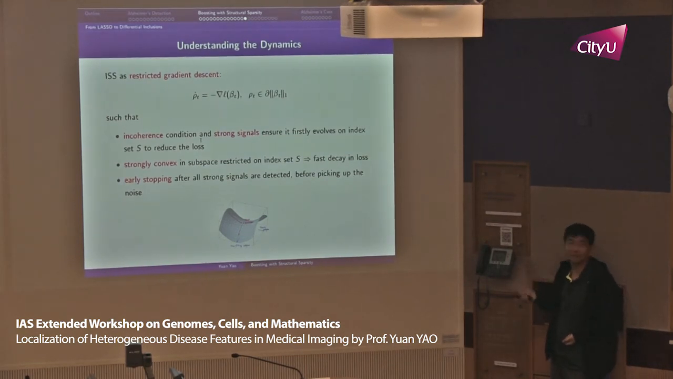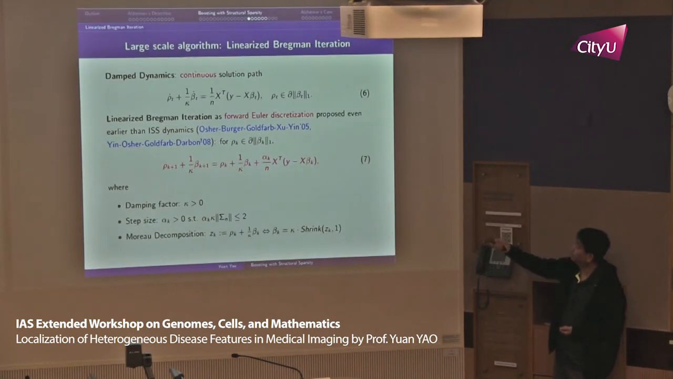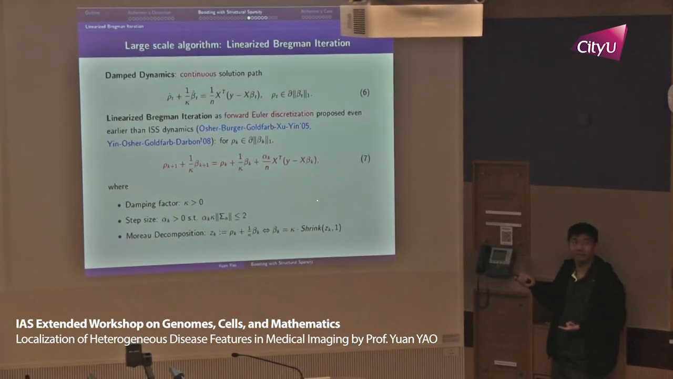So this is the message behind this dynamical system point of view as an alternative to Lasso. And we can make a simple discretized algorithm. This algorithm was actually discovered by Wotao Yin, in his PhD thesis, where he called it the linearized Bregman iteration, even without knowing any information about the inverse scale space. He just discovered this discretized algorithm. And you can view it as a forward Euler discretization of the damped dynamics from this ISS.